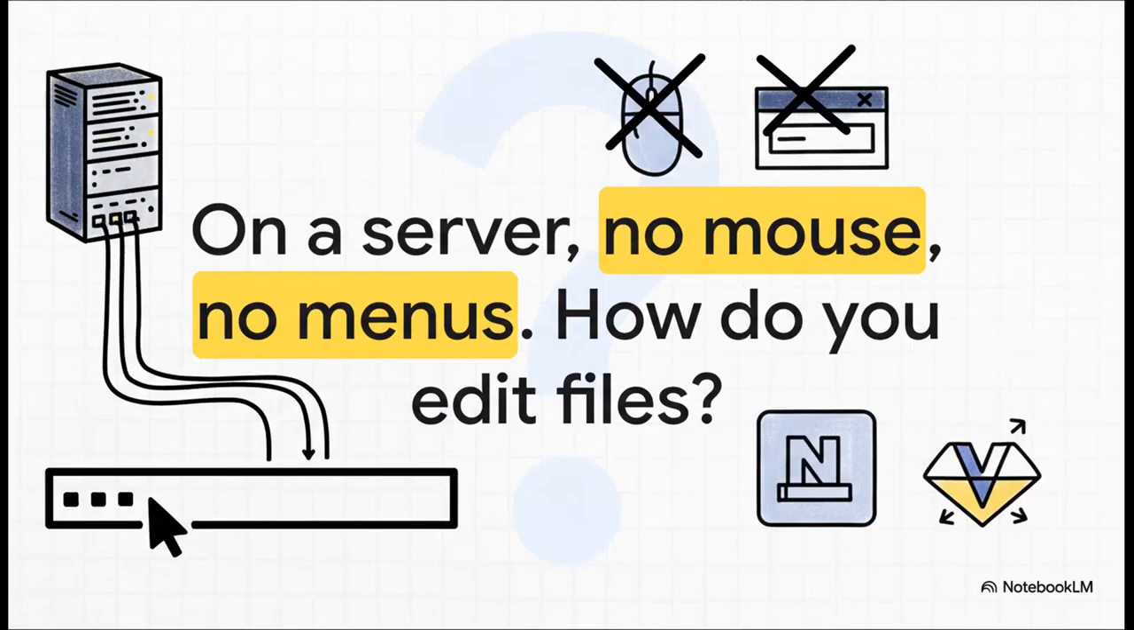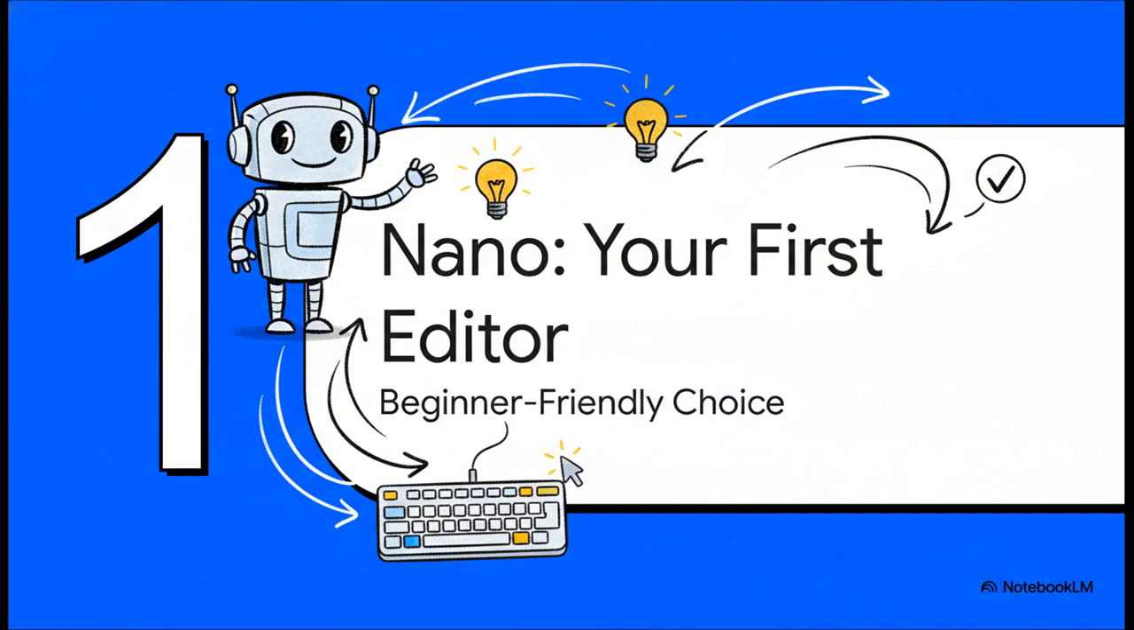So just imagine this for a second. You're logged into a server, maybe it's halfway across the world. You need to fix a config file right now to get a website back online. But there's no desktop, no mouse pointer, no friendly menus like File or Edit. It is literally just you and that blinking cursor. So what do you do? This is a situation every single admin and developer faces, and we're about to give you the keys to handle it. Okay, first up, let's meet Nano.